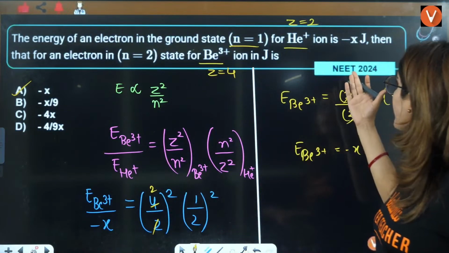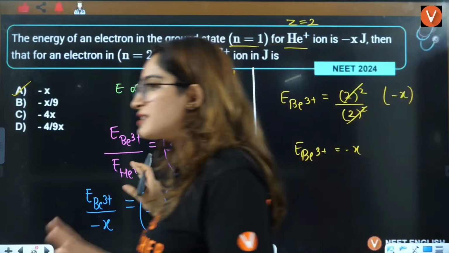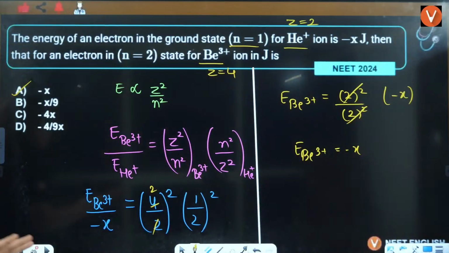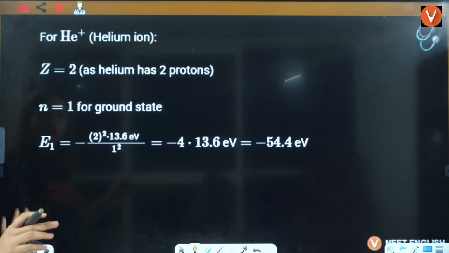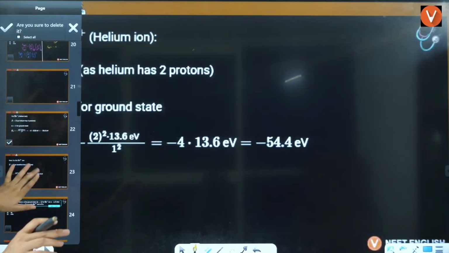And what they have asked you in 2024. So, easy peasy question from the Bohr atomic model, right? Okay, so this you don't have to do. You don't have to solve it, guys. You don't have to solve it, right?